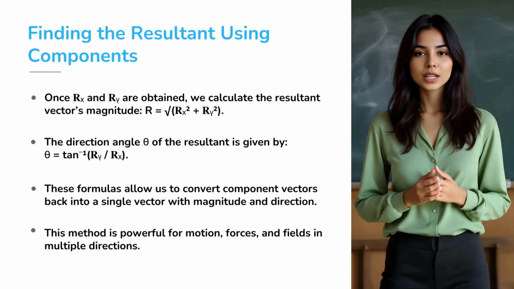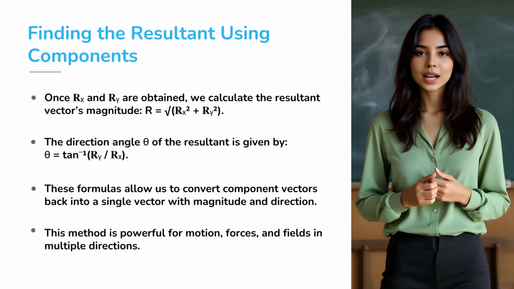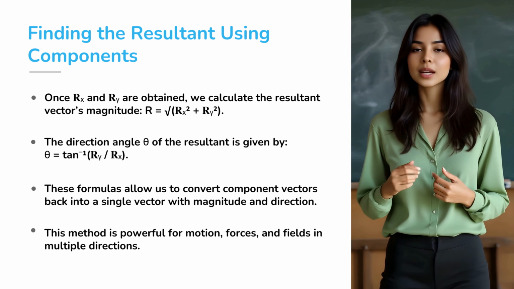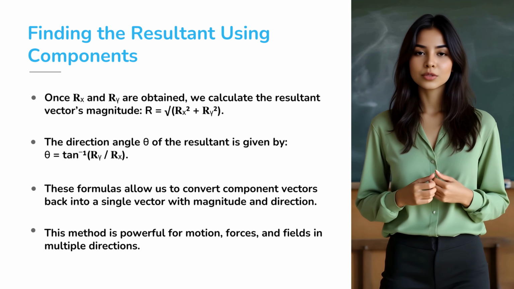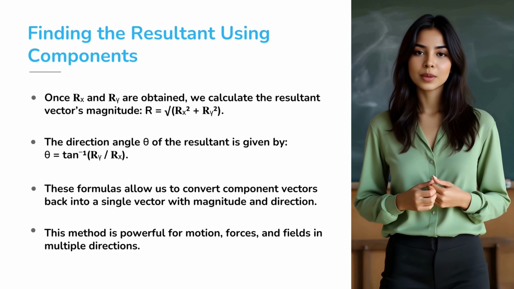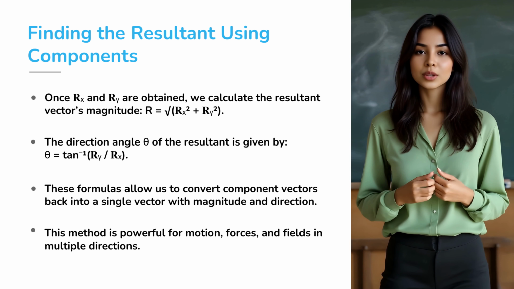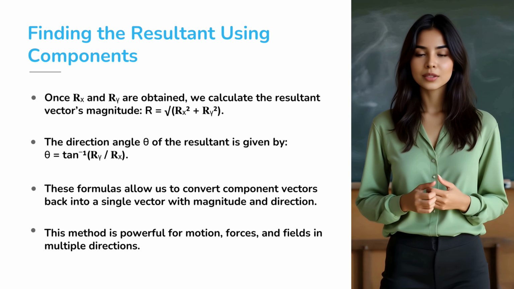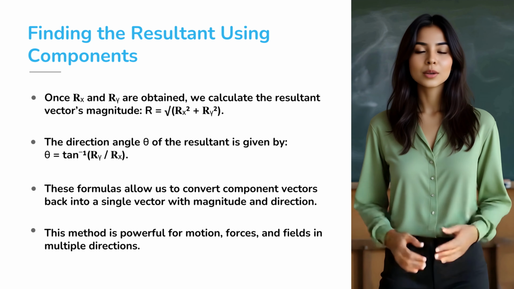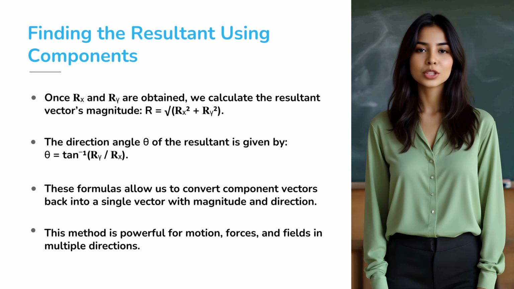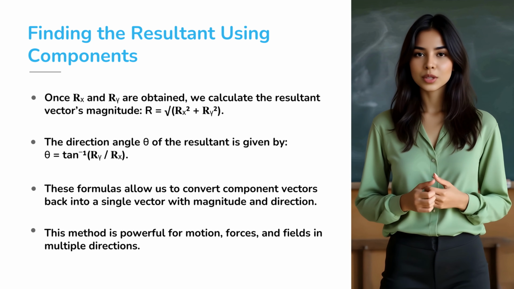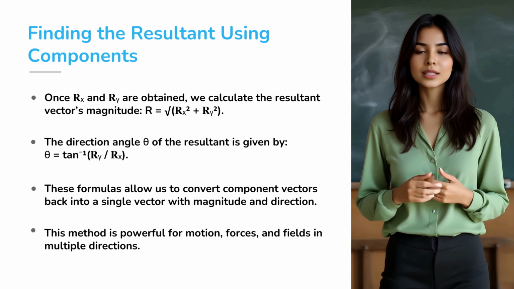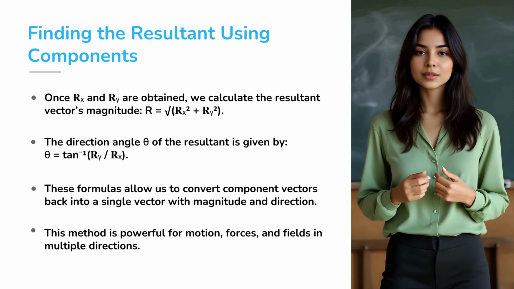To find the direction of this vector, we use the angle theta. Theta is equal to the inverse tangent of R sub y divided by R sub x. These formulas help us take two separate components and combine them into a single vector with both magnitude and direction. This approach is especially useful when dealing with motion, forces, or fields acting in different directions.